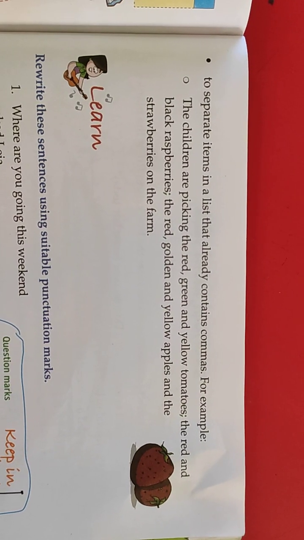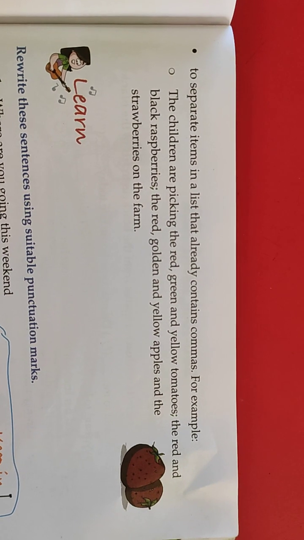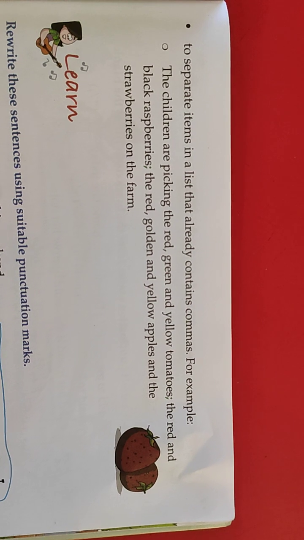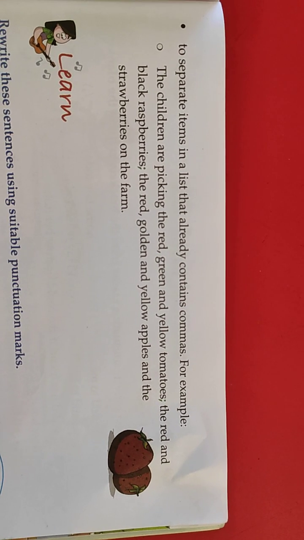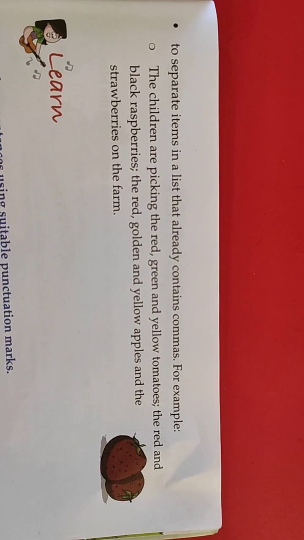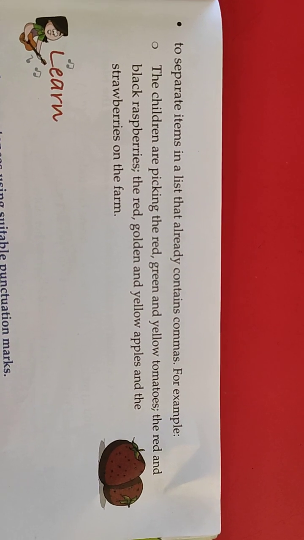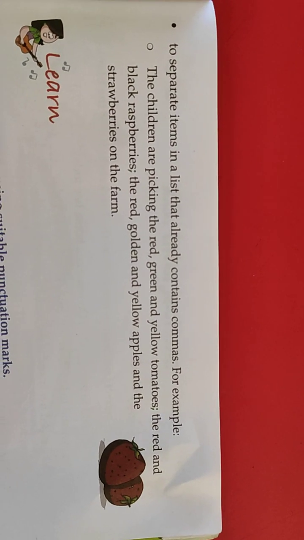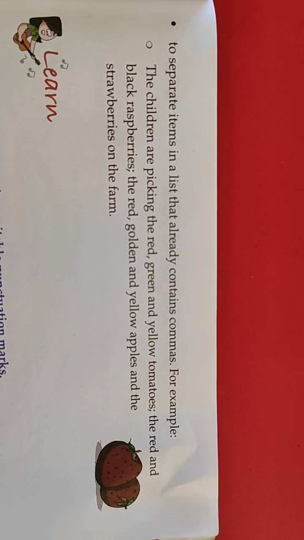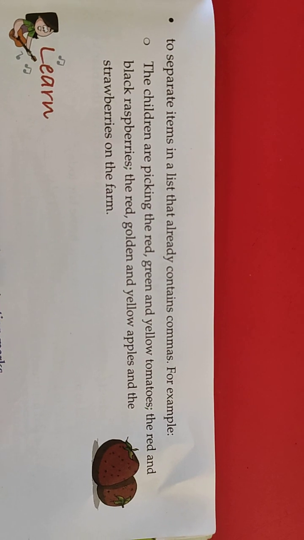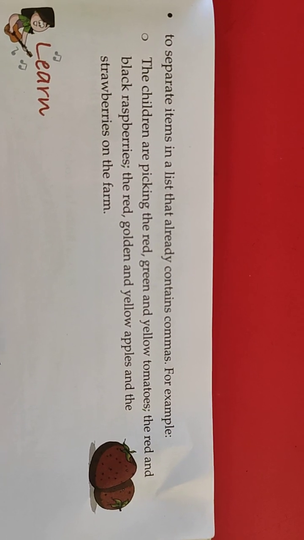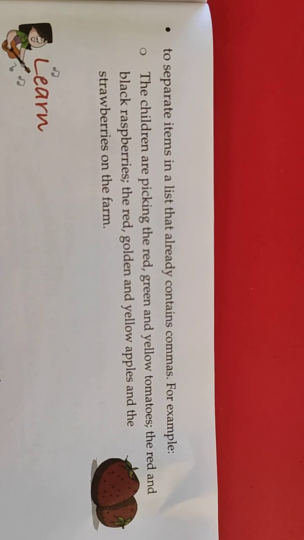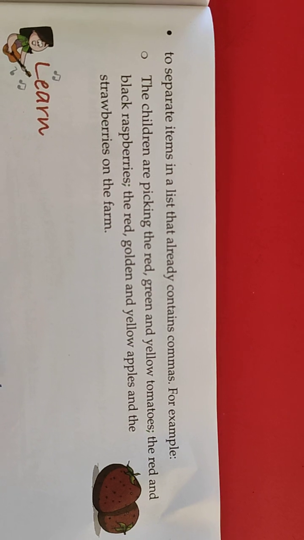And the next use of semicolon is to separate items in a list that already contains commas. See, when we have multiple lists in a sentence, we can separate them with the help of semicolons. For example, the children are picking the red, green and yellow tomatoes; the red and black raspberries; the red, golden and yellow apples; and the strawberries on the farm. So here we had four different lists with sublists, so we use semicolons to separate them here.